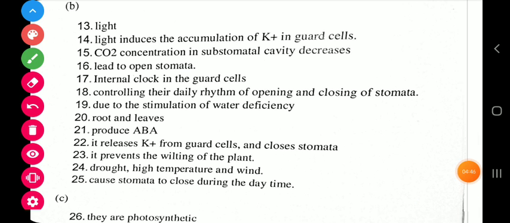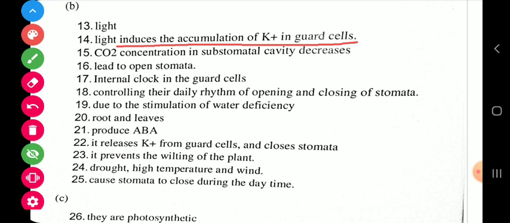So what can you say? Light, yes, that's a factor affecting stomatal action. Light induces the accumulation of K plus in guard cells. It's famous, right? We know that fact. Light can induce the accumulation of K plus in the guard cells.